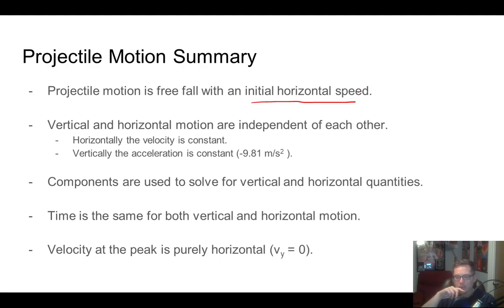Components are used to solve for vertical and horizontal quantities. This is the same way of saying separating them into their x and y parts: v sub x and v sub y, d sub x, d sub y, a sub x, a sub y, although we won't ever have a sub x. Time is the same for both vertical and horizontal motion.